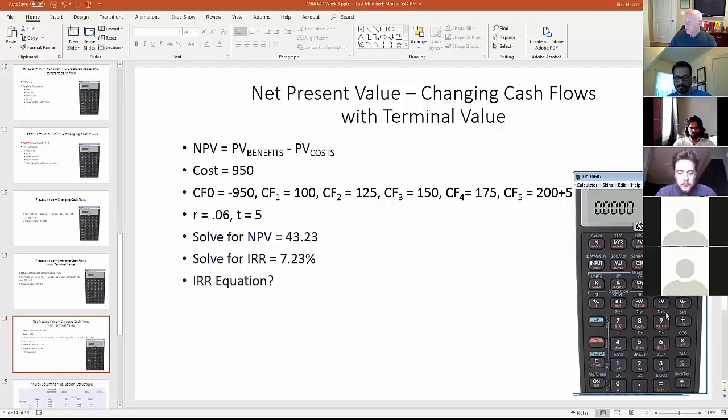So let's start this. I'm going to say 950. That's my cost, and I need to change it to a negative. So you hit the toggle switch here directly above the blue key, change it to a negative, and that's my cash flow at time 0. My cash flow at 1 is 100, at 2 is 125, at 3 is 150, at 4 is 175, and at 5 was 700.